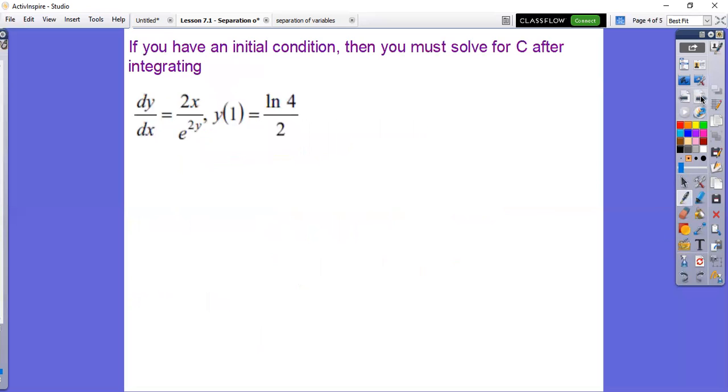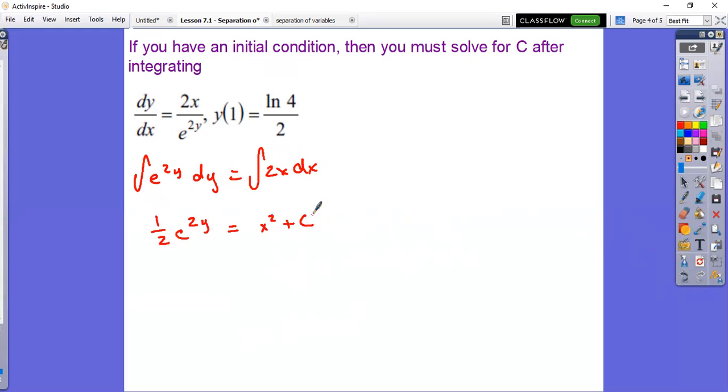Now let's take a look at if we want a particular solution with an initial condition. The same beginning logic still applies. This is going to be e to the 2y, 2y, not 2d, e to the 2y dy equals 2x dx. Then we can integrate both sides of the equation. So we've got 1/2 e to the 2y equals x squared plus c. Pretty straightforward. Now we just solve for y.